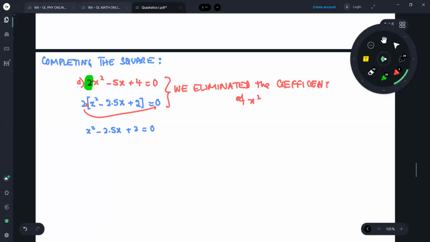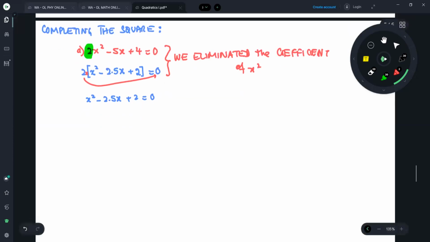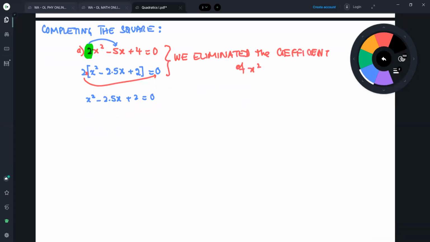You cannot apply the completing the square method until you have the coefficient of x square as 1. You have to eliminate the coefficient of x square. Sir, can you explain where did the 2.5 come from, please? 2, how many times is 5? Can you tell me? 2 into 2.5 is going to give you 5, right? That is where 2.5 came from.